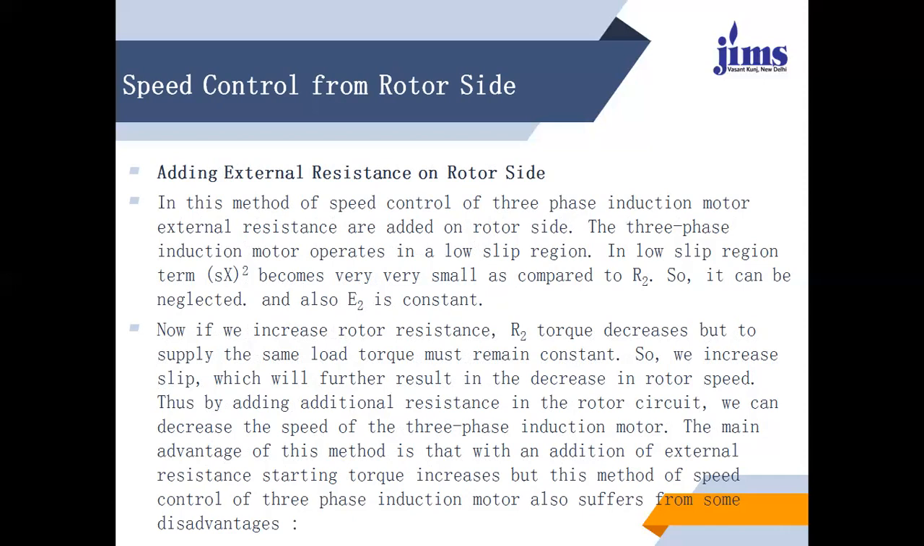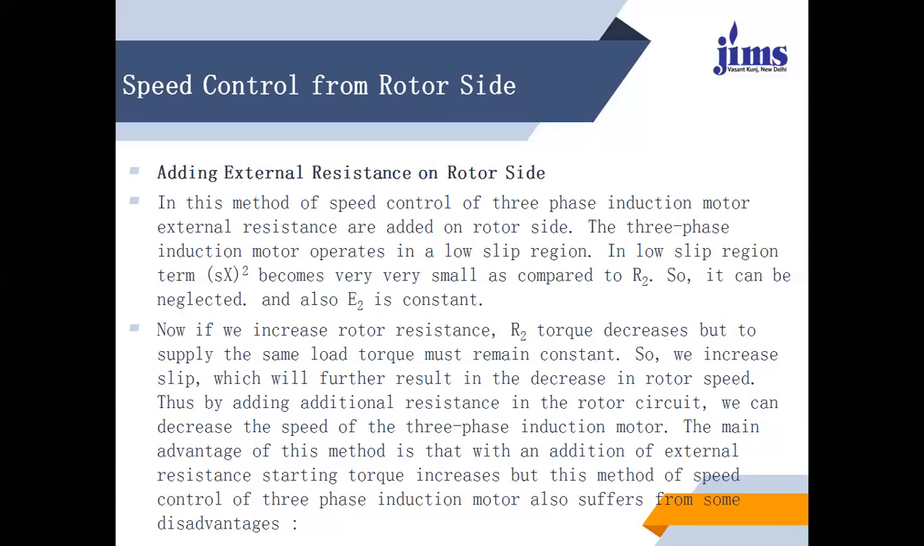Now if we increase the rotor resistance R2, torque decreases, but to supply the same load, torque must remain constant. So we increase the slip, which will further result in decreasing rotor speed. Thus, by adding additional resistance in the rotor circuit, we can decrease the speed of the three-phase induction motor. The main advantage of this method is that with the addition of external resistance, starting torque increases.